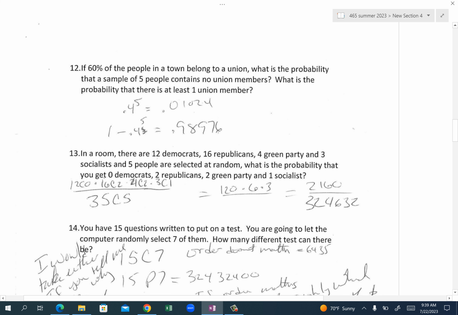Sixty percent belong to a union. All right, well, listen, that means 40% don't. So 0.4 to the fifth power.